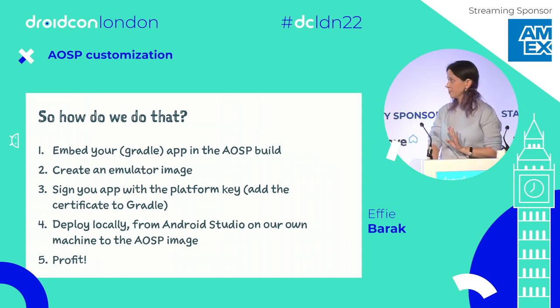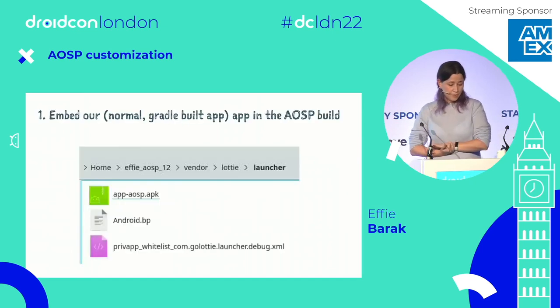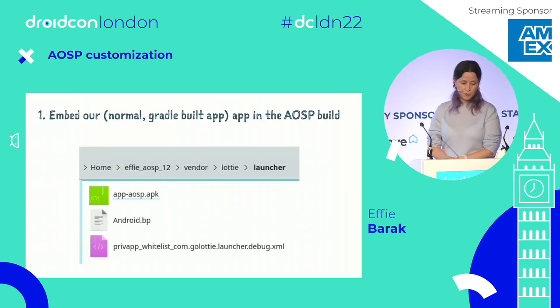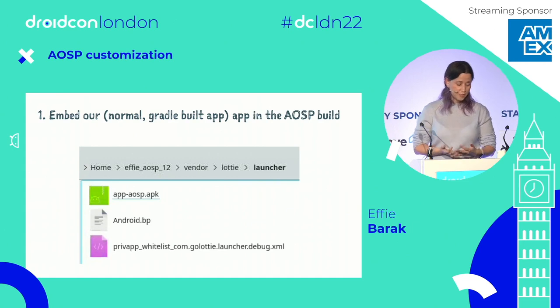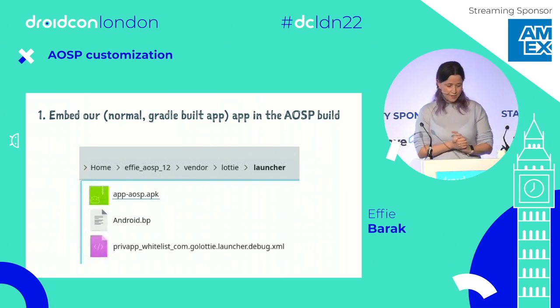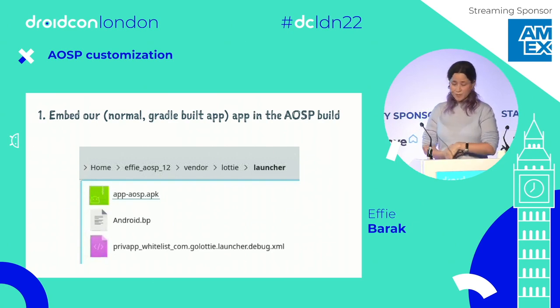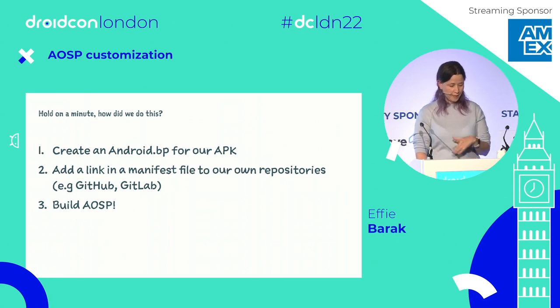So let's go over these steps one by one. So step 1, we said we want to embed our normal Gradle build app into the AOSP build. We take it, we copy it, we throw it into the AOSP build, and we need to add this file, the Android blueprint file. Why? Because now we need to tell AOSP what to do with this APK, how to build it. So, how did we get there?